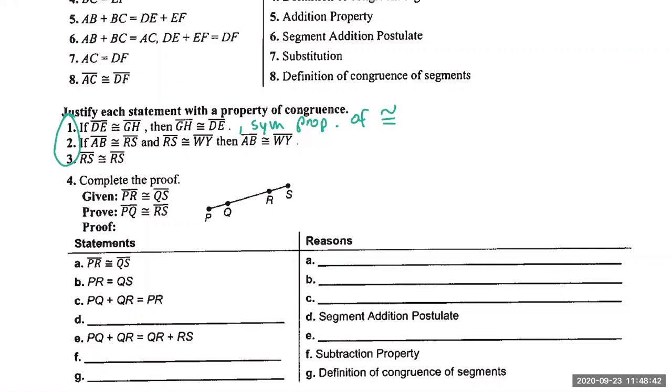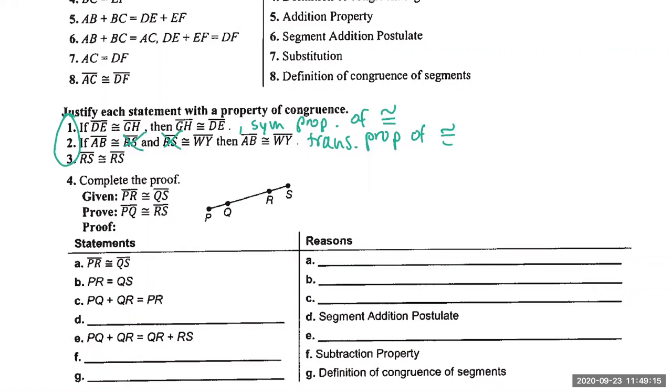But 2, what is one property that says if AB is congruent to RS, RS is congruent to WY, then we know AB is congruent to WY. Okay, very good, Mia. So you see how RS is repeated. It's kind of like skipping over that middle person. And this is transitive property of congruence. And every transitive property can be easily explained with substitution as well.